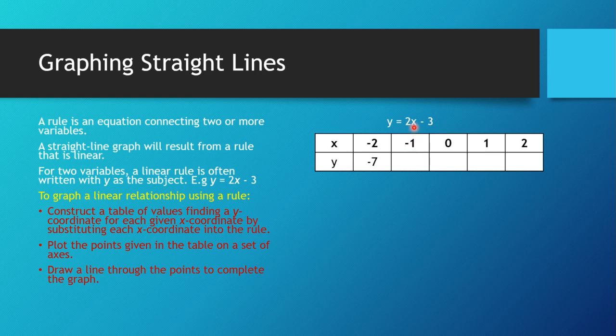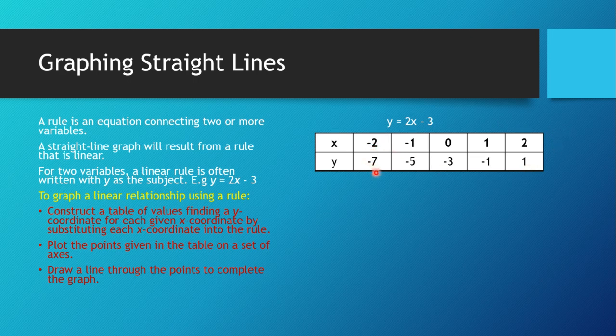Then we substitute -1 in here for x. So we have 2 times -1, take away 3. Answer is -5. Substitute 0 in. 2 times 0, take away 3, is -3. Now we're up to x equals 1. So 2 times 1, take away 3, is -1. And finally, x equals 2. 2 times 2, take away 3, gives me 1.